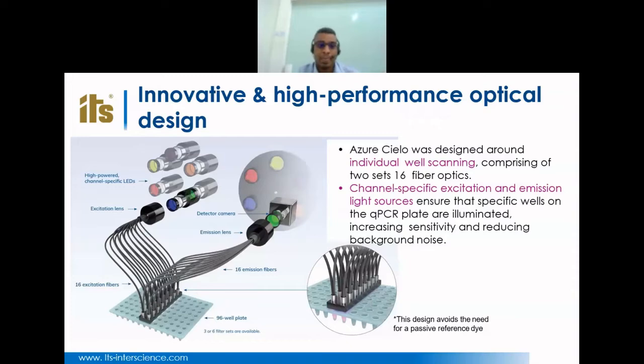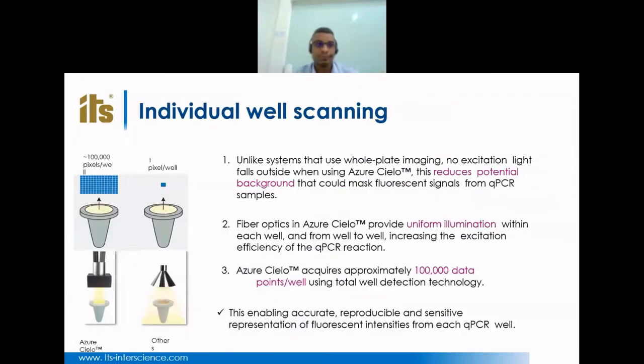So essentially, there are two sets of 16 fiber optics. The first set excites 16 wells, and then the second set records the emission from 16 wells. And when you do this, you end up with an extremely sensitive equipment. So this is what I'm talking about: individual well scanning.